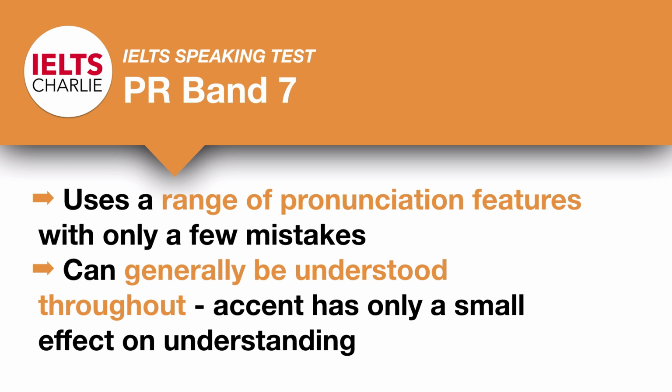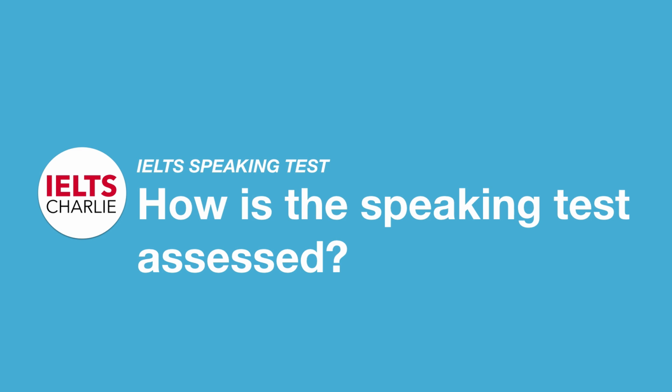It's important to understand that even to get a band 9, you do not need to have a British or American accent. Pronunciation is not about accent, it's about sounding natural when you speak. Okay? Using those pronunciation features. So don't worry about having an accent. Accents are okay. It's about sounding natural when you speak. So that's basically how the speaking test is assessed.